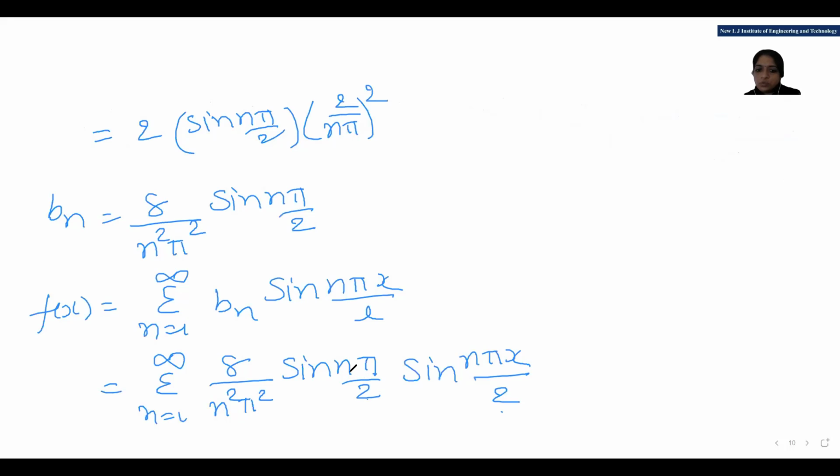If I put here 2, then both 2 cancel. So sine pi is 0. If I put here 4, then sine 2 pi, and sine 2 pi is 0. If I put here 6, then sine 3 pi, that is also 0. So for all even n, 2, 4, 6, 8, this is 0, and 0 into anything is 0. So for even n, all our terms are 0. So we get only for odd n.